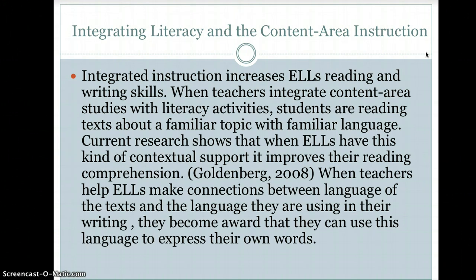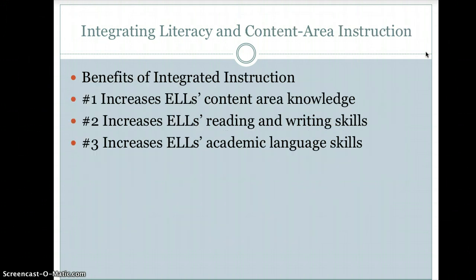Integrated instruction improves the English language learners' reading and writing skills. When teachers integrate content area studies with literacy activities, students are reading text about a familiar topic with familiar language. Current research shows that when English language learners have this kind of contextual support, it improves their reading comprehension. When teachers help English language learners make connections between the language of the text and the language they are using in their writing, they become aware that they can use this language to express their own words.